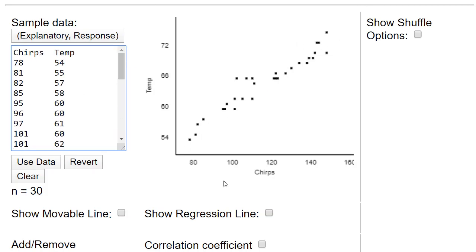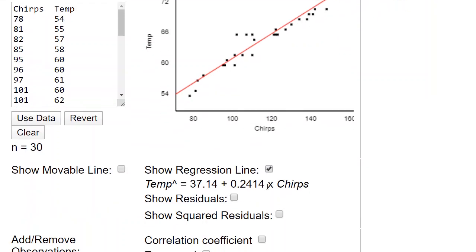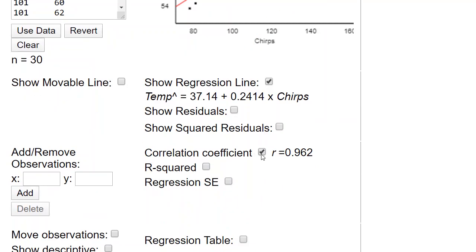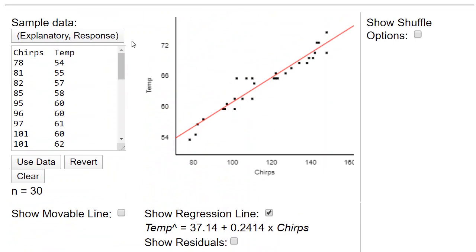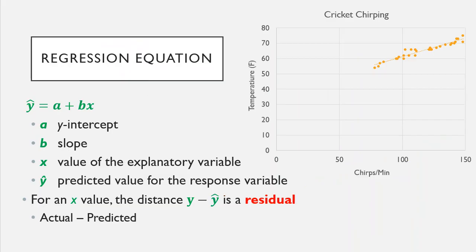That makes the data go, and if you click show regression line, boom, there's your regression line, and it tells you the predicted temperature is 37.14 plus 0.2414 times the number of chirps. So this is your x, this is your slope, that's your y-intercept, and that's your y-hat. Oh, and we can figure out what the correlation coefficient is, 0.96. Ooh, it's quite strong, actually, stronger than I thought. So there you go. Okay, back to the slides here.